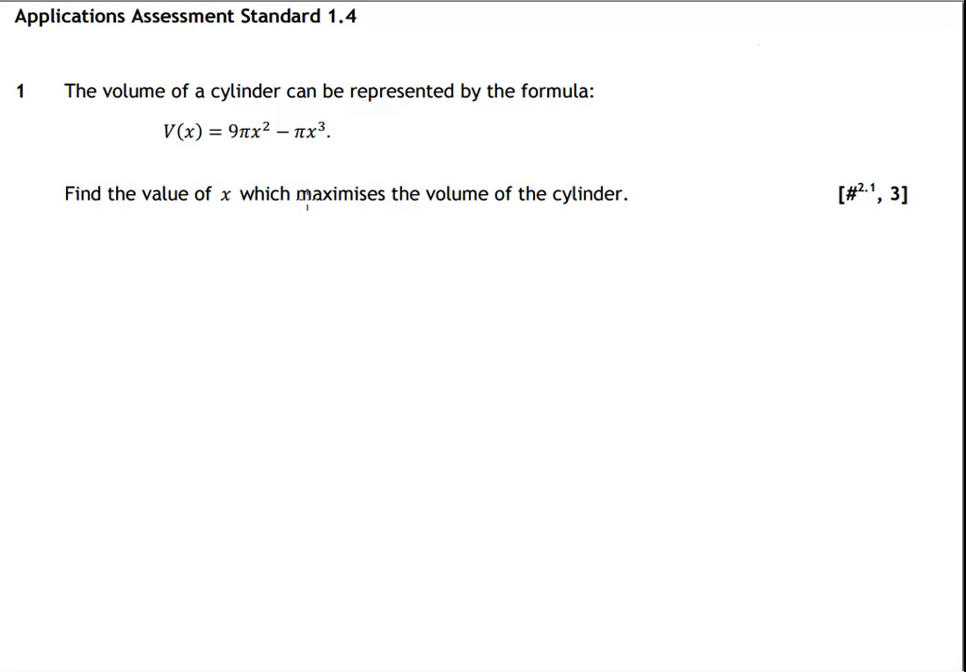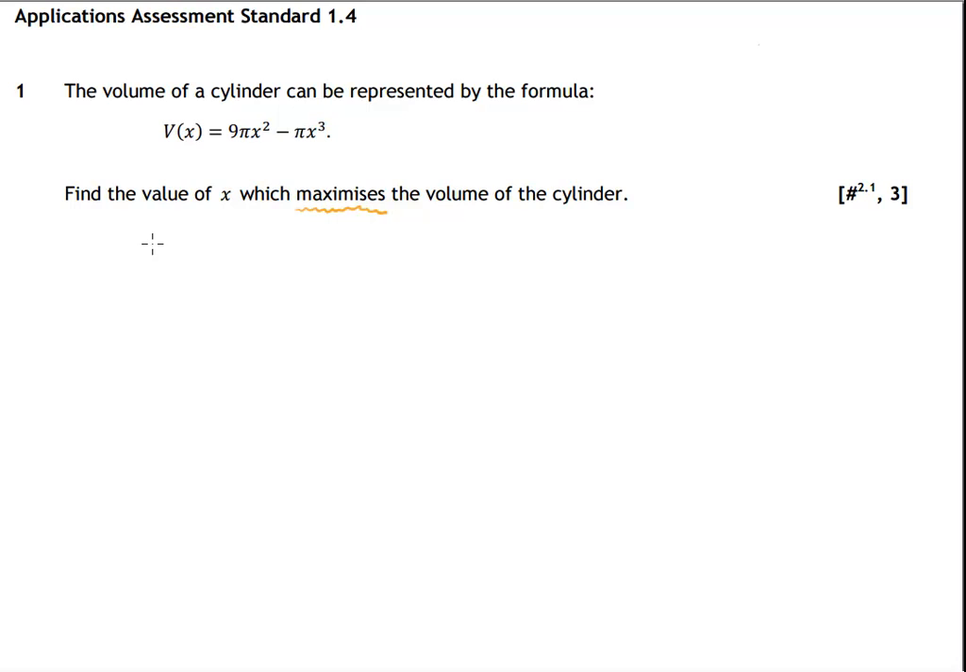Now, we're asked to find the value of x which maximises the volume of the cylinder, so the key word here is certainly maximises. That is your clue to tell you that this is an optimization type of question which is going to require differentiation. Now you can probably see this hashtag 2.1 here. That's a mark for you demonstrating that you know how to approach this type of question. There's then also 3 further processing marks.